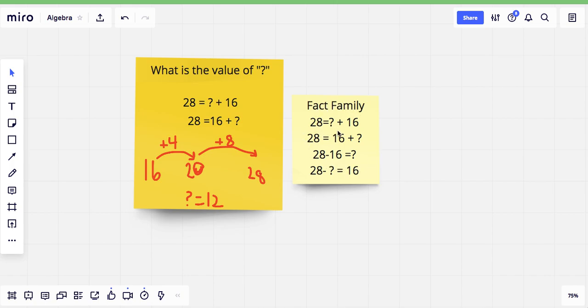So these are all the members of our fact family that we could have used here to find 12. We could have even used our subtraction strategy here as well, and that would have been a quick, effective one if you're comfortable with your fact families for finding the missing value in an expression.